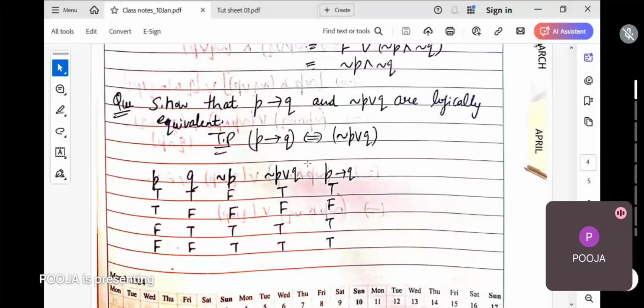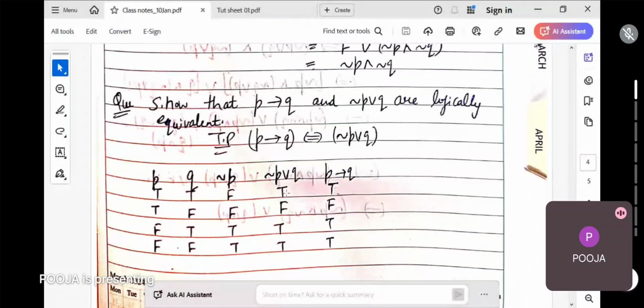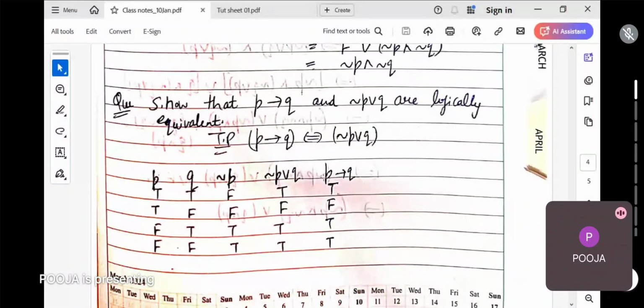So in case of column 4 and column 5, you can easily see that if I apply a biconditional on these two columns, then definitely I will get a tautology in all the cases. Why? Because a biconditional results in false only if one of them is false and the other true. If both of them are true or both false, you will get only true. So the final result will be a tautology.